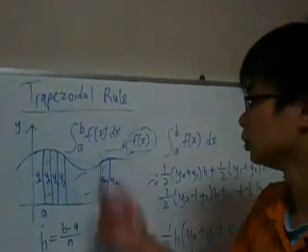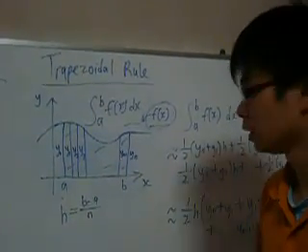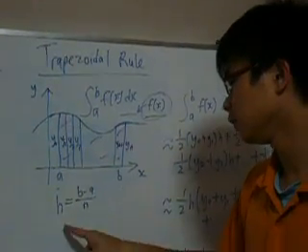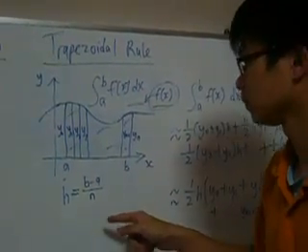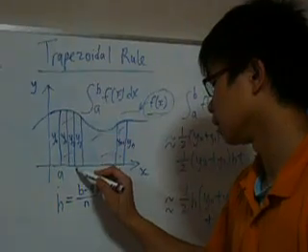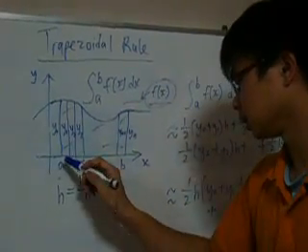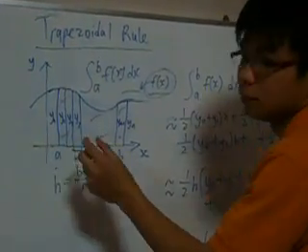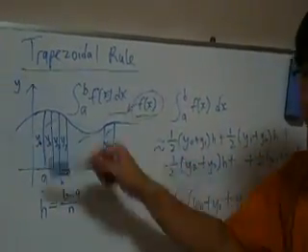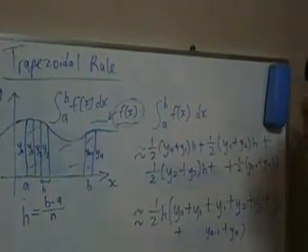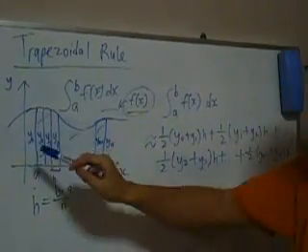Then for the trapezoidal rule, we need to separate the area into n number of strips, whereby each strip has a width of h equal to (b minus a) divided by n, the number of strips. So you will get this length here, which is called h. You will get the same width for every strip. After looking at this, to find the area, you will need to add everything up.